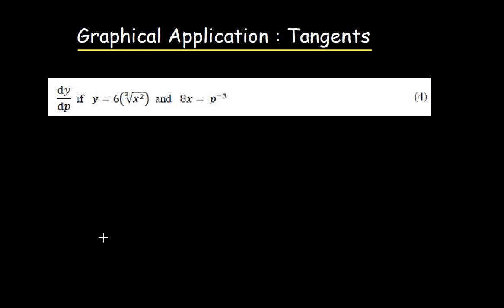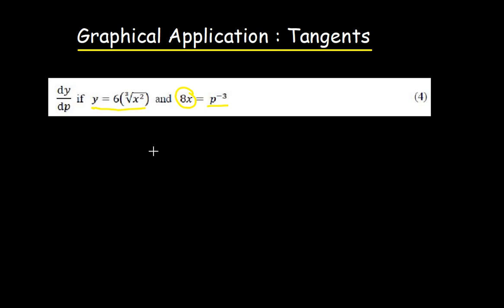All right, so you are given y is equal to this, right? This is your y, and then you are given that 8x is equal to p to the power negative 3. Then they say find dy over dp. So what you should first realize is that we have dp here. It means the variable we're working with, or rather respecting, is p, and then our equation is y is equal to something.